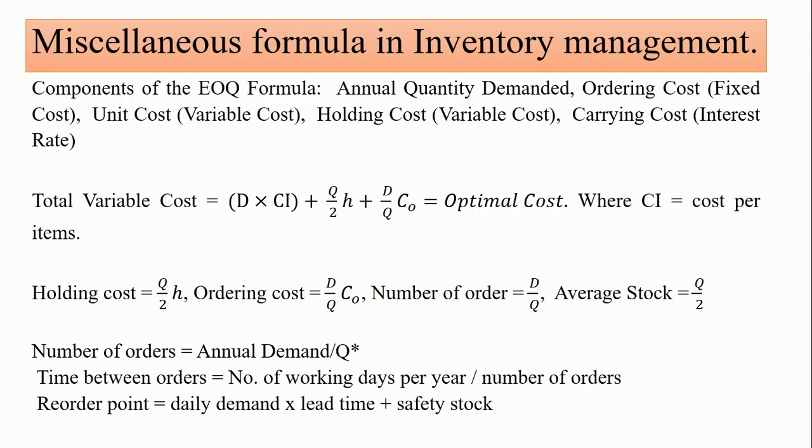Number of orders is given as annual demand over Q star. The time between orders is the number of working days per year divided by the number of orders. And the reorder point is equal to daily demand times lead time plus safety stock.